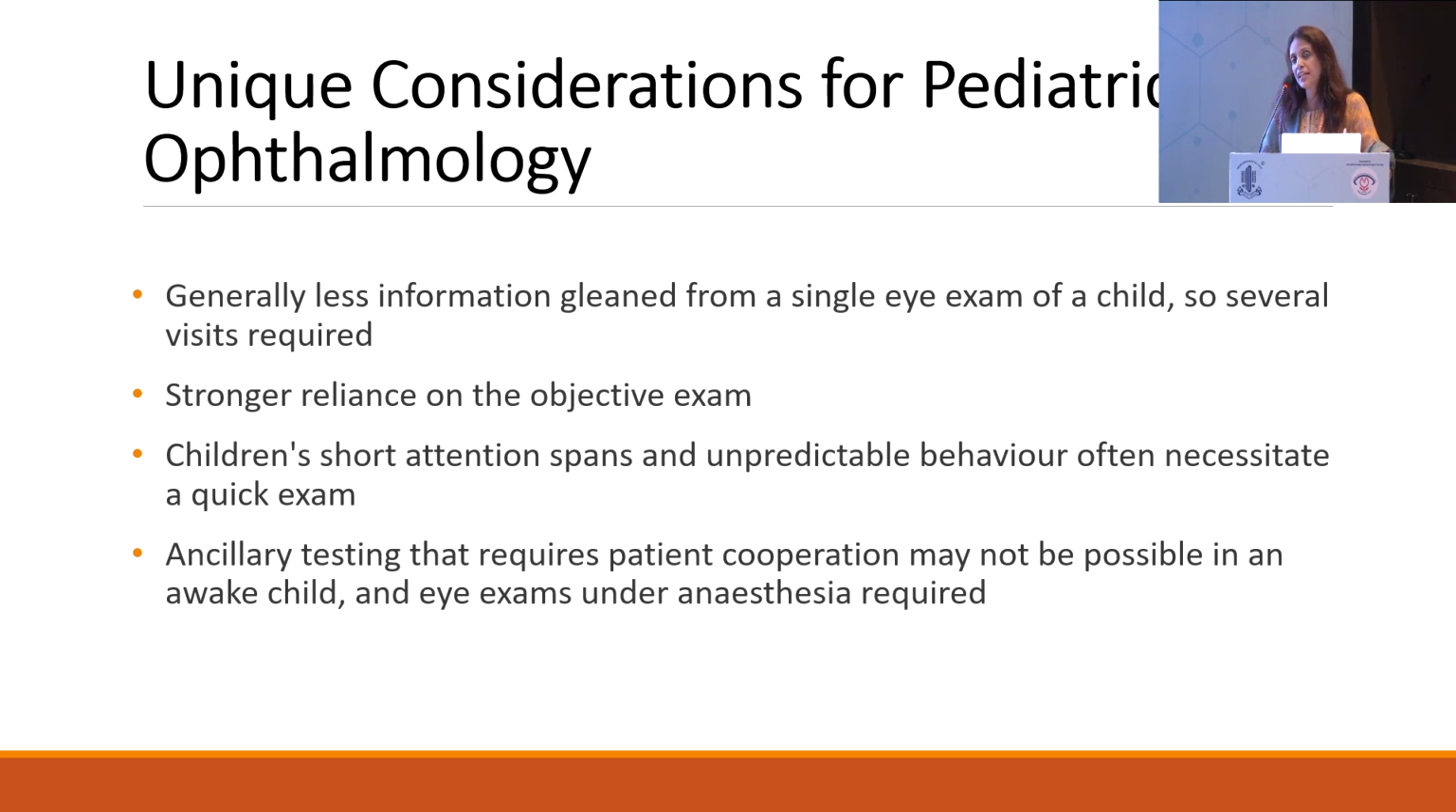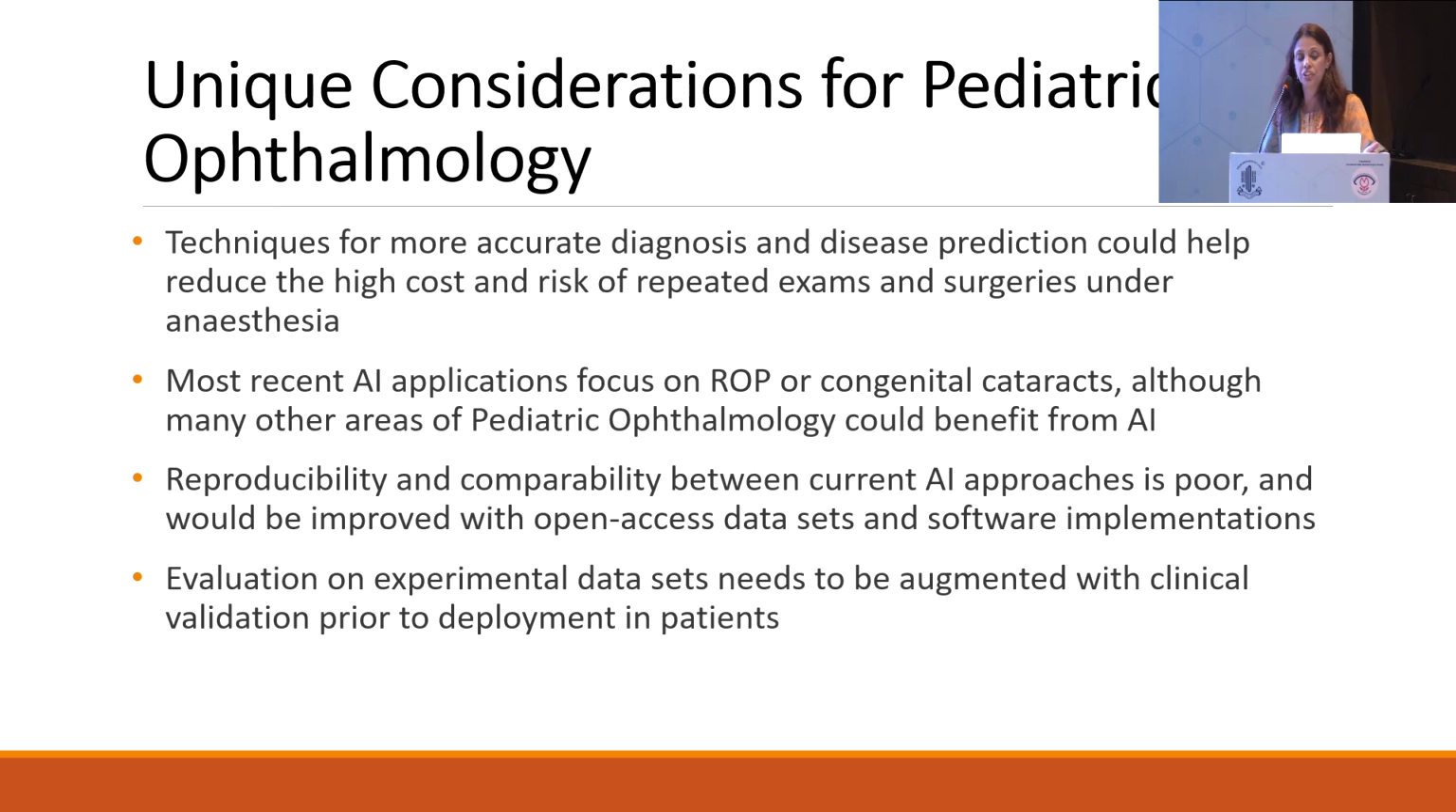Next, we usually get only one exam. We don't get to do multiple exams as we can in an adult, because we cannot subject the child repeatedly to examinations under anesthesia for this purpose alone. So stronger reliance is placed on objective exams rather than subjective exams. For school-going children, behavior is unpredictable and many examinations may be required. If we are able to get good tools, algorithms and apps through AI, that will cut short our work and the GA time and exposure, and improve not only pediatric eye health but also the overall health of the child.